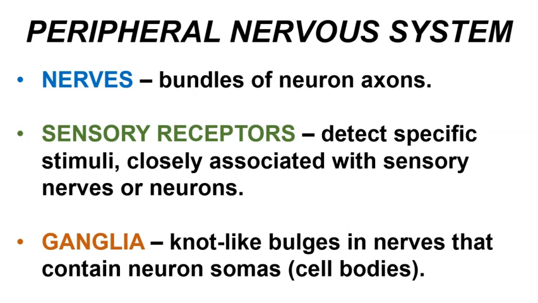They tend to be closely associated with sensory nerves or sensory neurons. And finally, we see that ganglia are like bulges that are located within nerves that contain the cell bodies or the somas of neurons. Ganglia can contain the cell bodies of sensory or motor neurons. The somatic division of the nervous system that controls skeletal muscles does not have ganglia, and so for that reason the motor ganglia are also called the autonomic ganglia, because they specifically have control over involuntary muscles like cardiac muscle and smooth muscle.